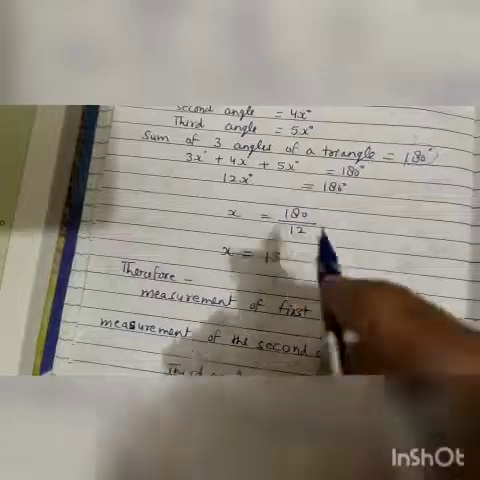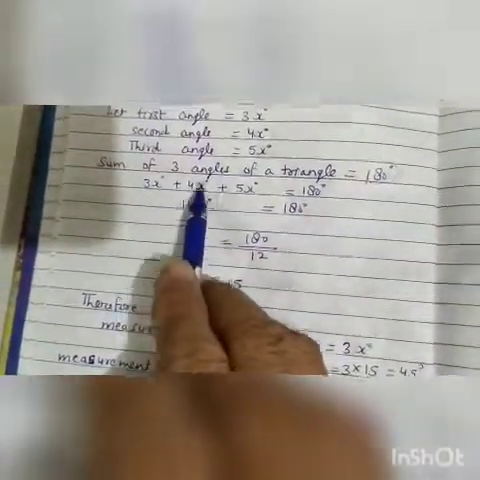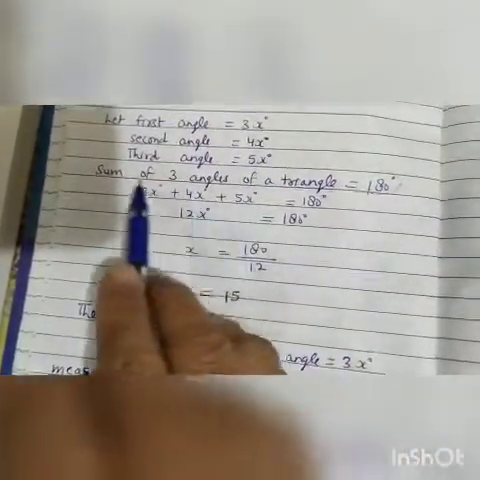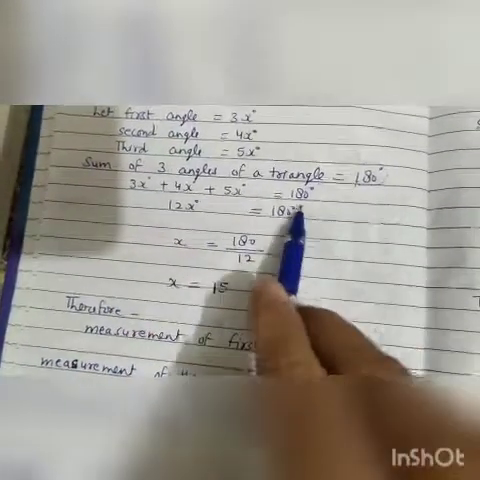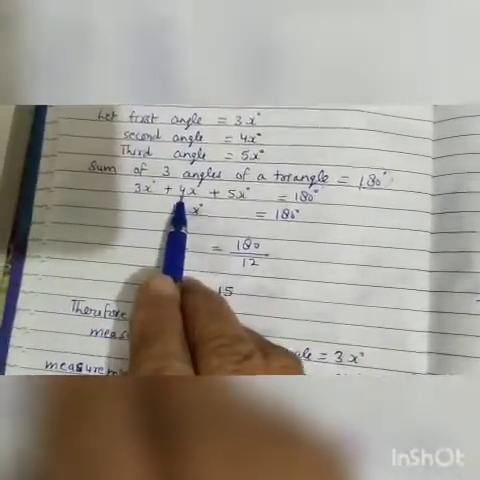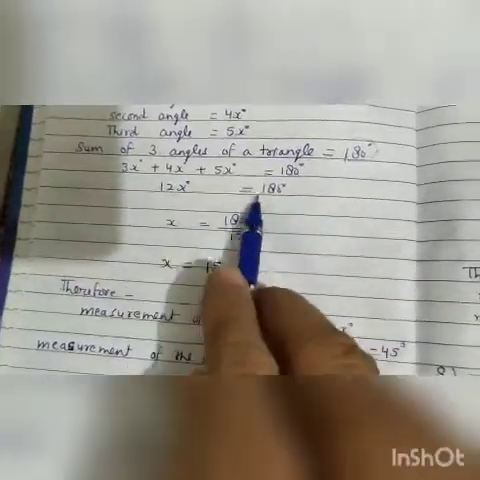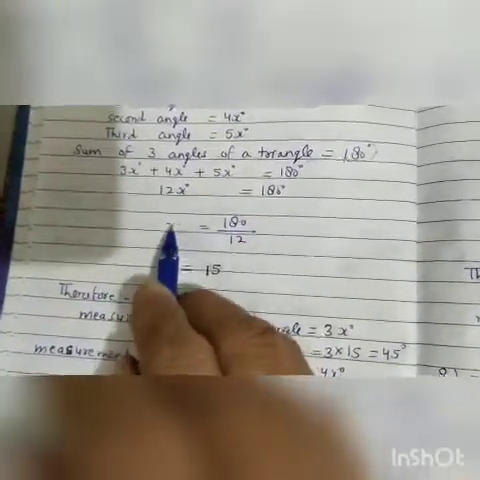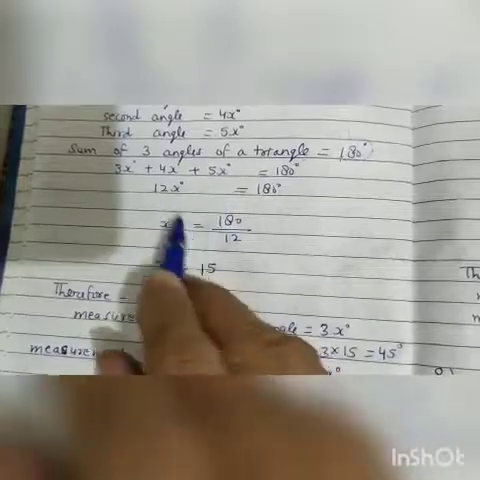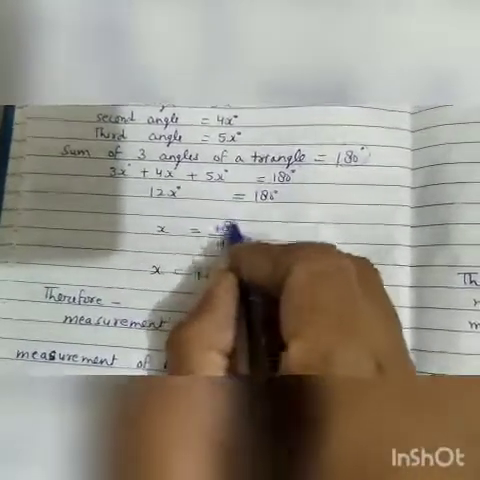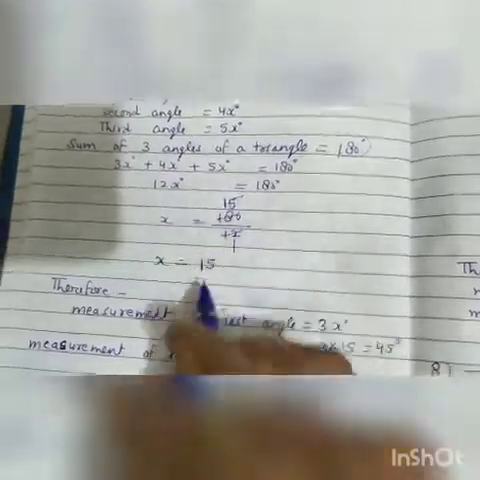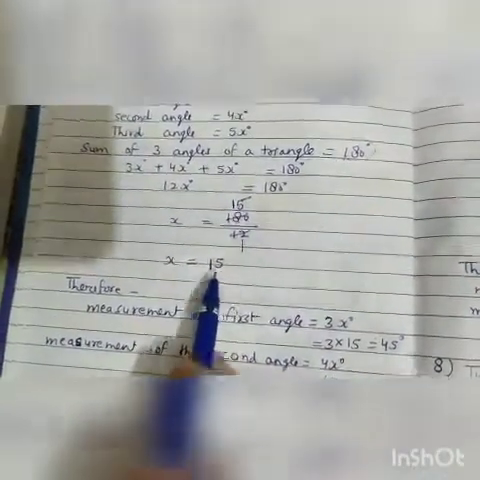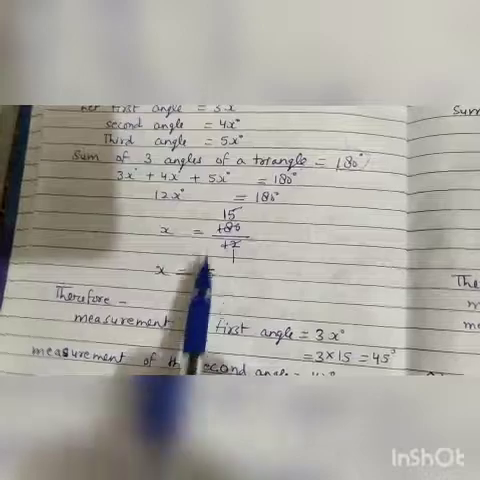So the sum of the angles, 3x plus 4x plus 5x, is equal to 180. 3 plus 4 is 7, 7 plus 5 is 12, so 12x is equal to 180. Then x is equal to 180 upon 12. 12 ones are 12, 12 ones are 12, 60 remainder 60, 12 fives are 60. x is equal to 15.